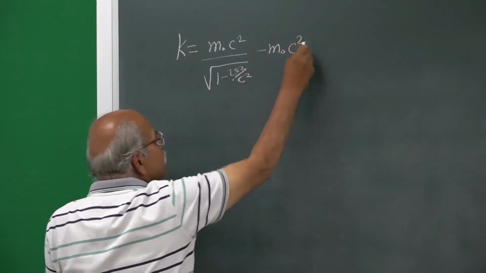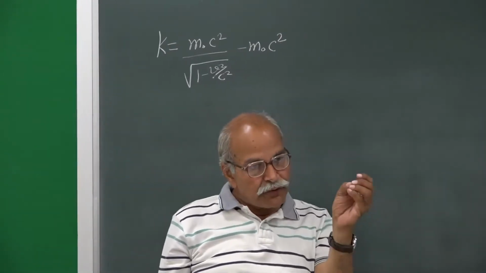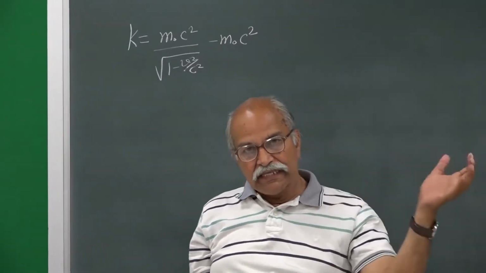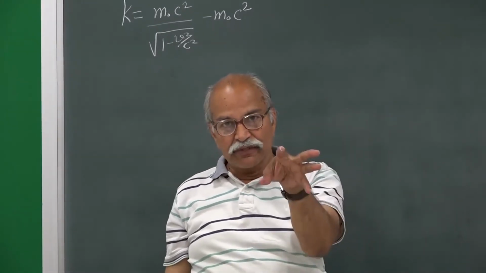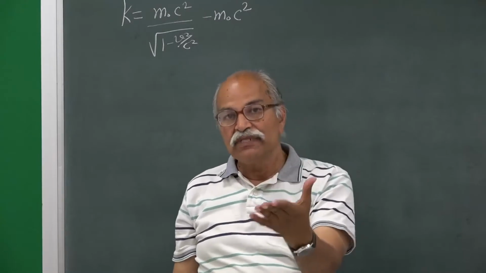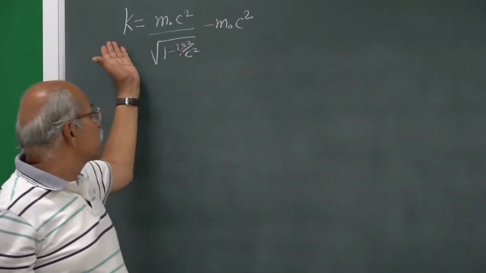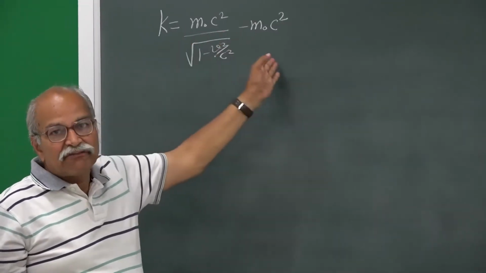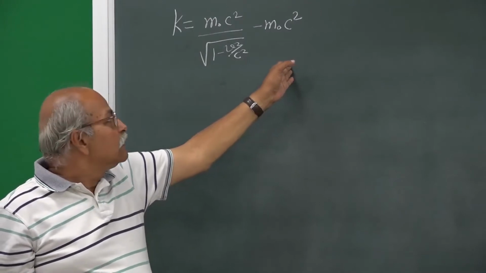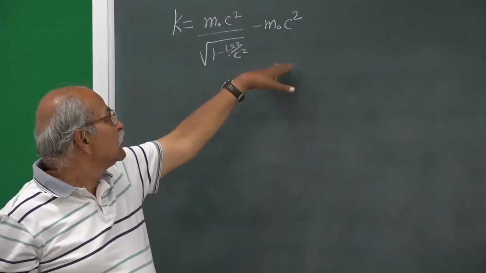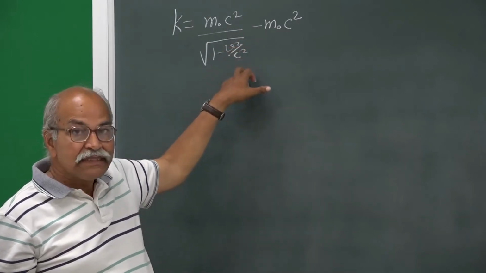This is the expression we obtained from the very basic definition that if there is a force on the particle and the force does some work, the work done by the force on a particle is equal to the change in its kinetic energy. Starting from there we derived this expression, which is very different from half m v square. Now, what happens if the speed of the particle is small as compared to c?